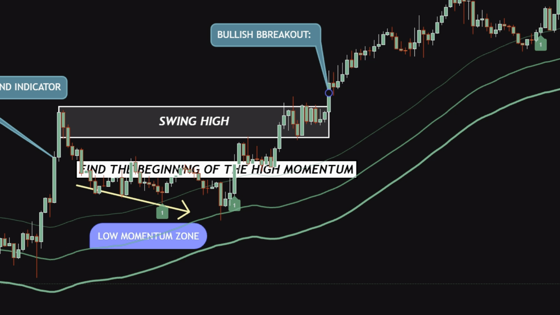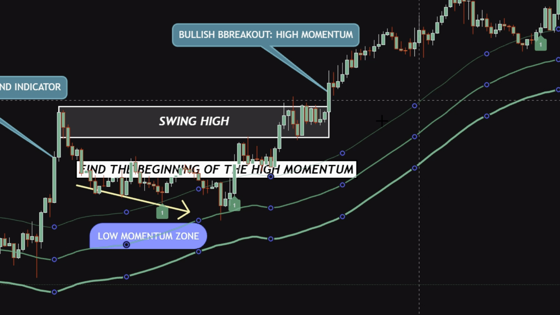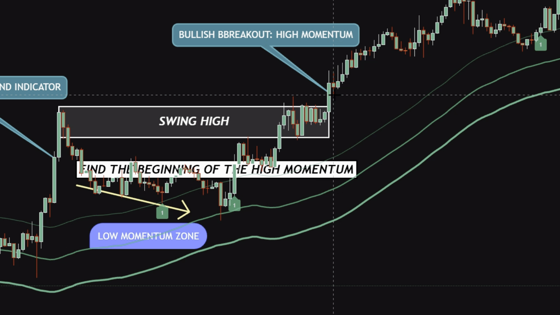That evidence arrives when price breaks above the most recent swing high. Why does this matter? Because a breakout above the level suggests buyers are no longer simply defending the pullback. They're actively pushing price higher again. The market is showing renewed initiative. The trend is attempting to expand once more.